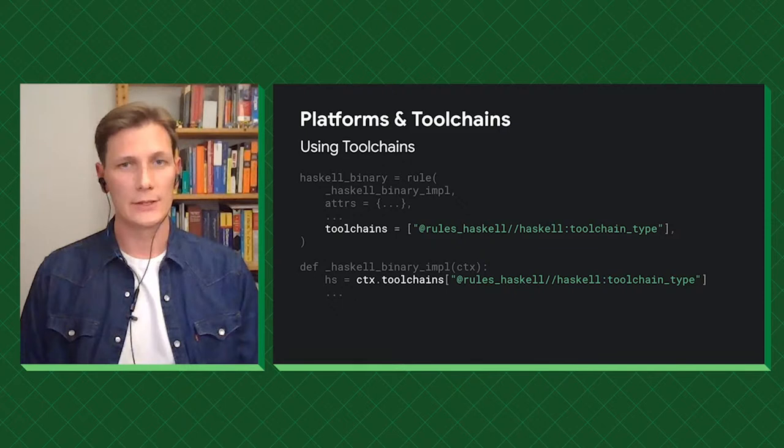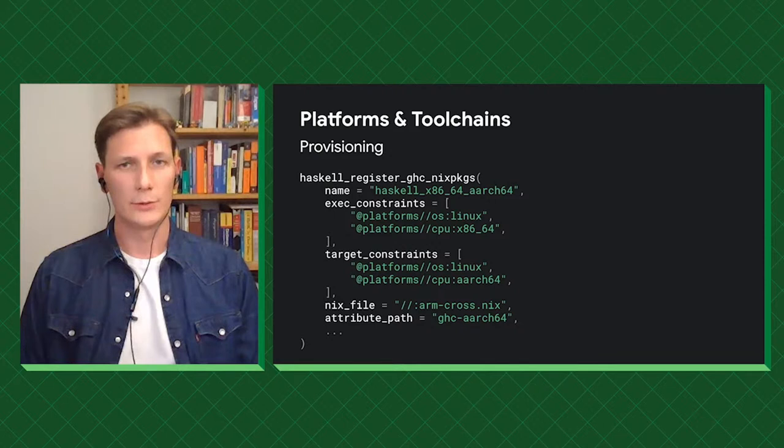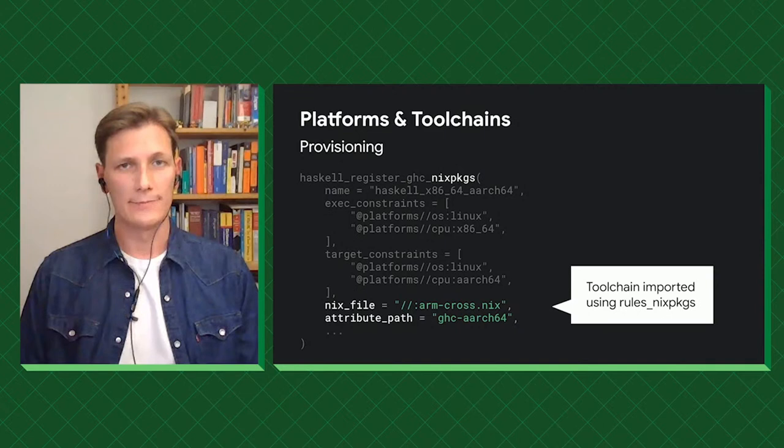This brings us to the first few minor things we had to adjust. Most rule sets provide repository rules to provision the appropriate compiler toolchains. Rules Haskell offers a few as well. For this cross-compilation work, we use Rules Nixpkgs to integrate with the Nix package manager and import a Haskell cross-compiler from the Haskell.nix project. This way, we can reuse the work done by the Nix community and don't have to work out how to build a Haskell cross-compiler ourselves.